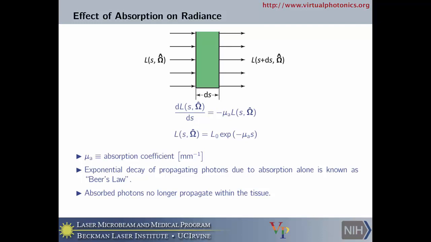So if you just do separation of variables, you get dL over L is equal to minus mu_a ds, and you integrate that, you get the classical Beer-Lambert law: the radiance as a function of some coordinate s, traveling in this one direction omega, is given by some incident radiance with an exponential decay of mu_a times s, where s is your coordinate. The key thing here is that once you get absorbed, the photons no longer propagate, so they terminate. So this is classical Beer's law. It's something that you're all familiar with.